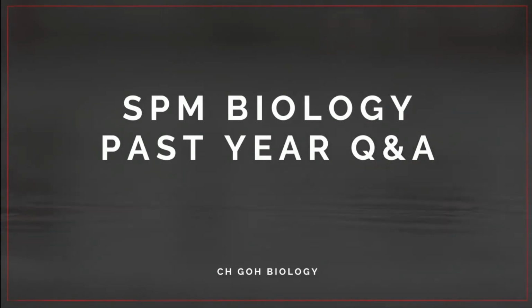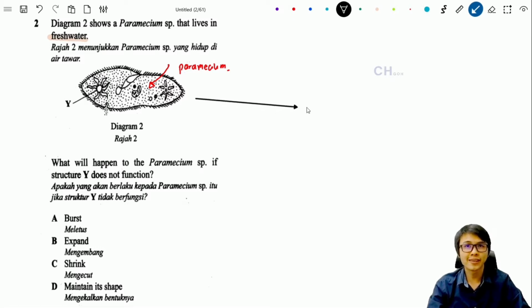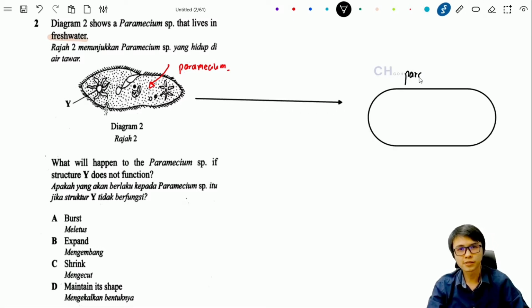Starting from today, I will be teaching you the skill to solve the SPM Biology past year questions. Question 2. Diagram 2 shows a paramecium species that live in the fresh water. This is the paramecium. Okay, so let's bring the explanation here. Let's say this is the paramecium.